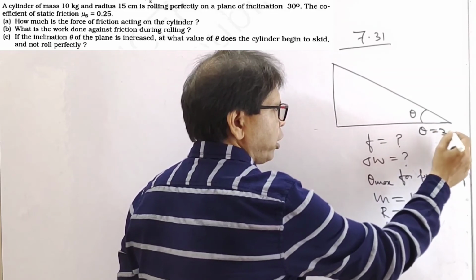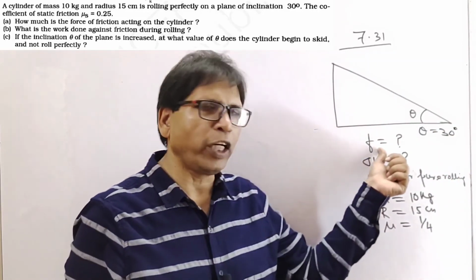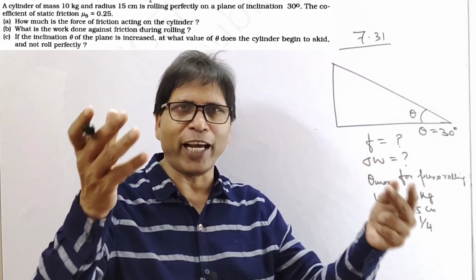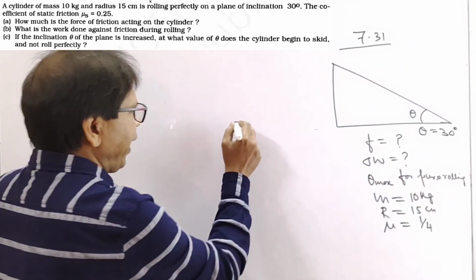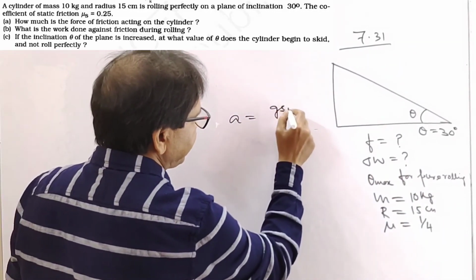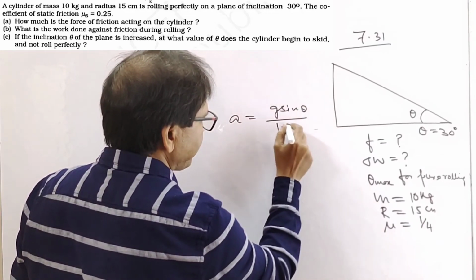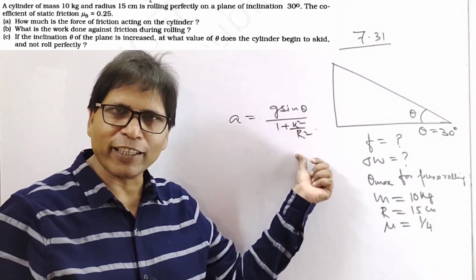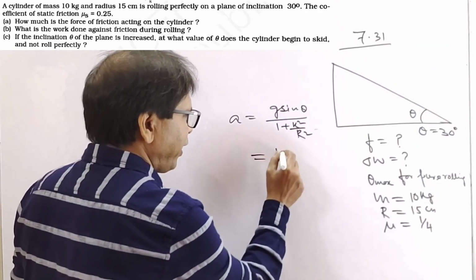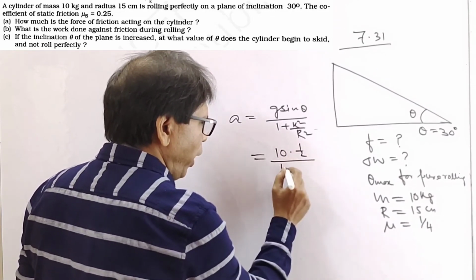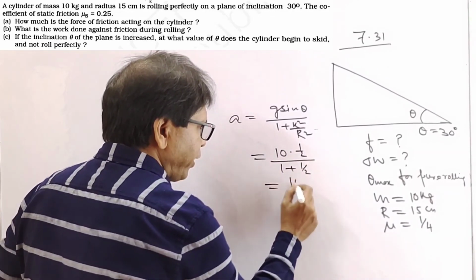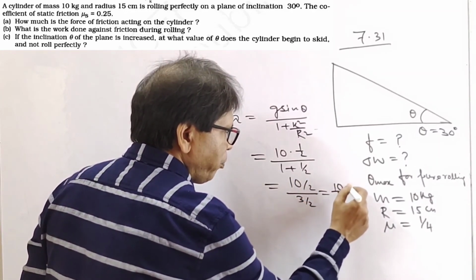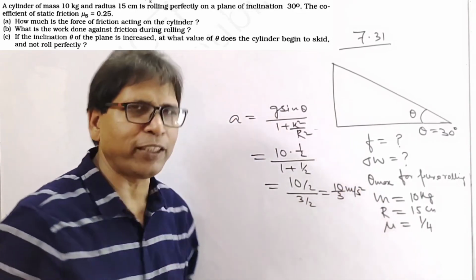Here theta equal to 30 degree. Now we have to calculate force of friction acting on the cylinder. Now first of all we have to calculate the acceleration. Look at this, acceleration is equal to g sin theta divided by 1 plus k square by r square. Look at this, for cylinder k square by r square equal to half. So look at this, 10 into half divided by 1 plus half. So this is 10 by 2 and this is 3 by 2. So this is 10 by 3 meter per second square, the acceleration of the cylinder.